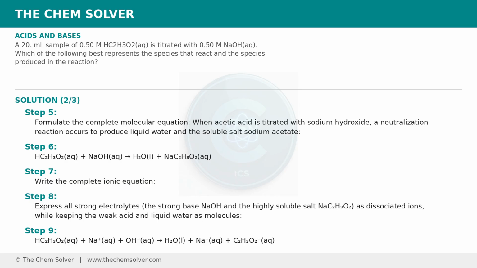Write the complete ionic equation. Express all strong electrolytes, the strong base NaOH and the highly soluble salt NaC2H3O2, as dissociated ions, while keeping the weak acid and liquid water as molecules. HC2H3O2 plus Na⁺ plus OH⁻ gives H2O plus Na⁺ plus C2H3O2⁻.